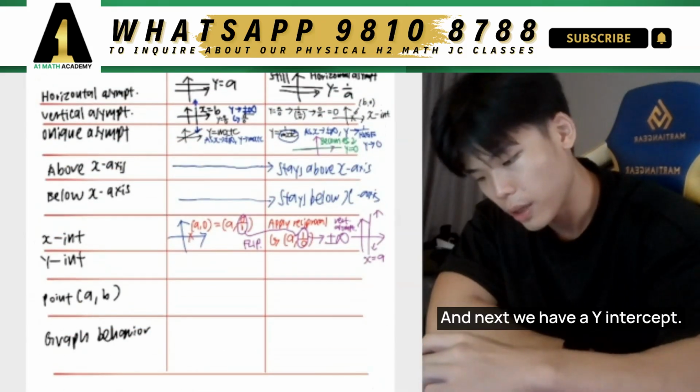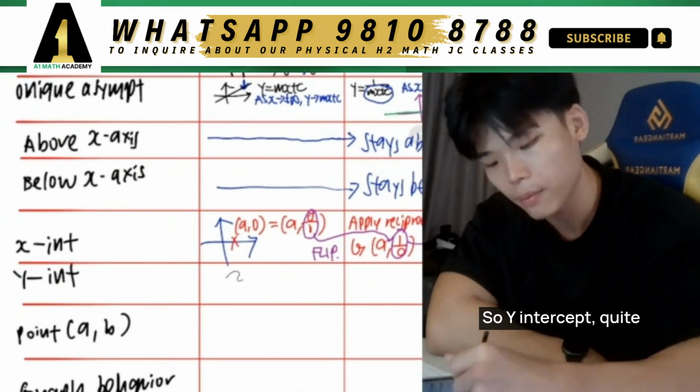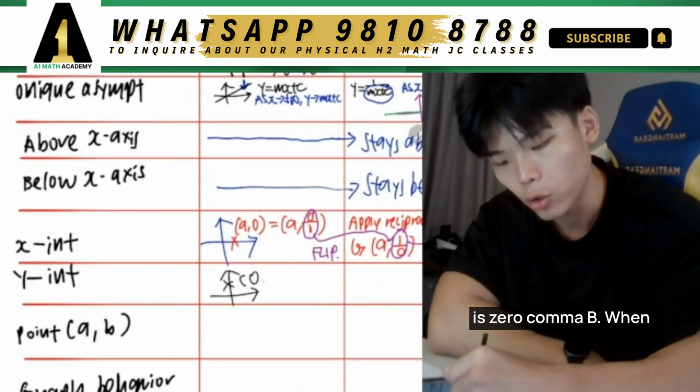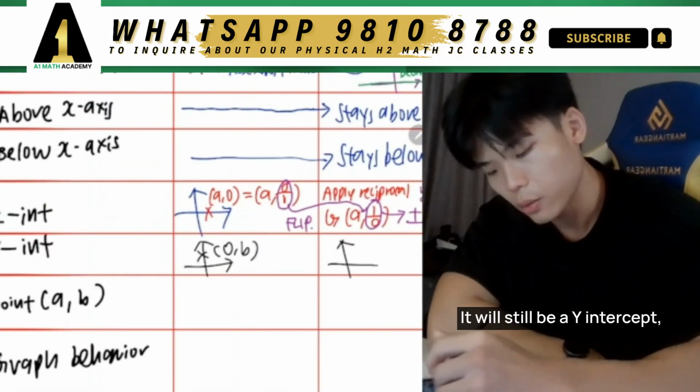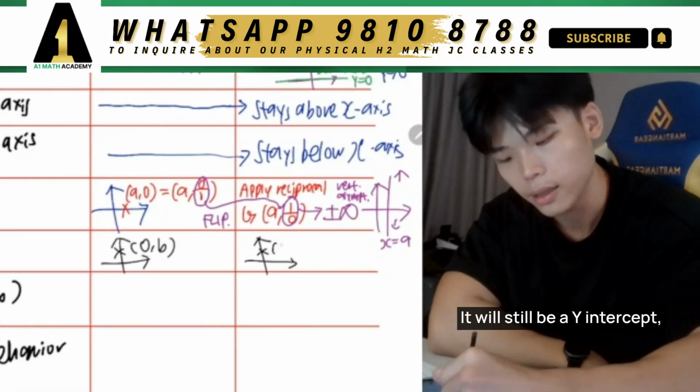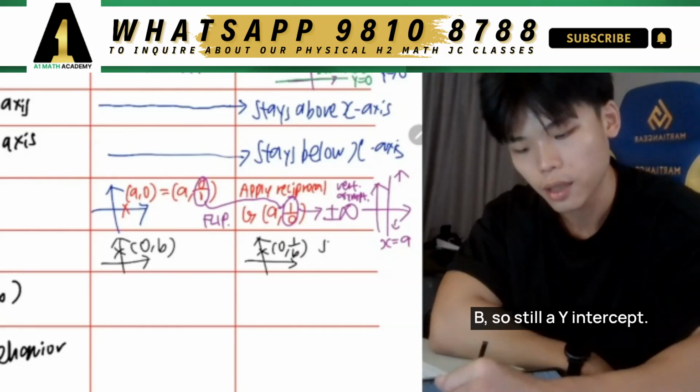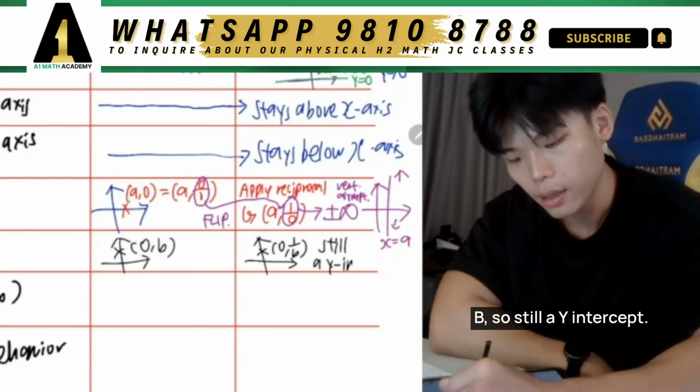Okay, and next we have a y-intercept. So y-intercept, quite straightforward. Let's say originally here is 0 comma b. When we apply the reciprocal, it will still be here, right? It will still be a y-intercept, but now it's 1 over b. So still a y-intercept. Okay, all right.